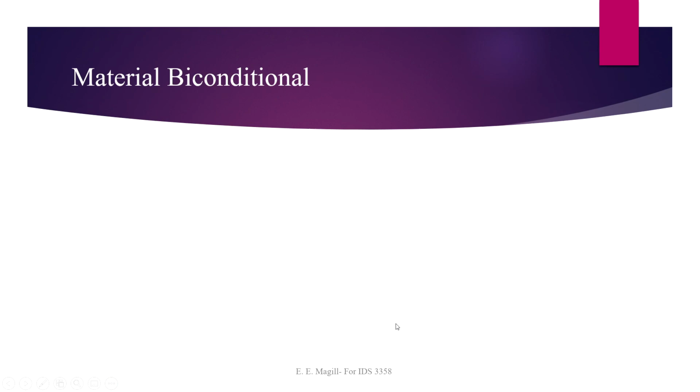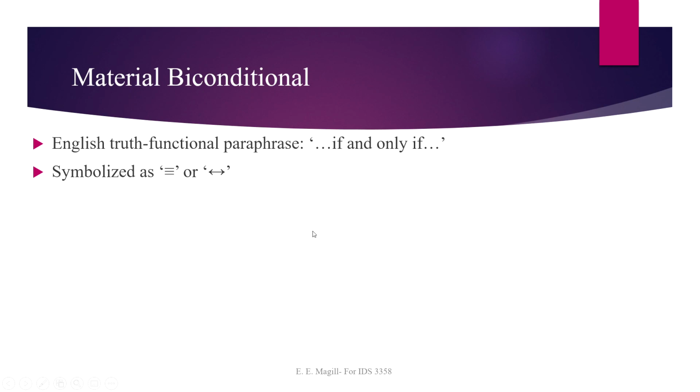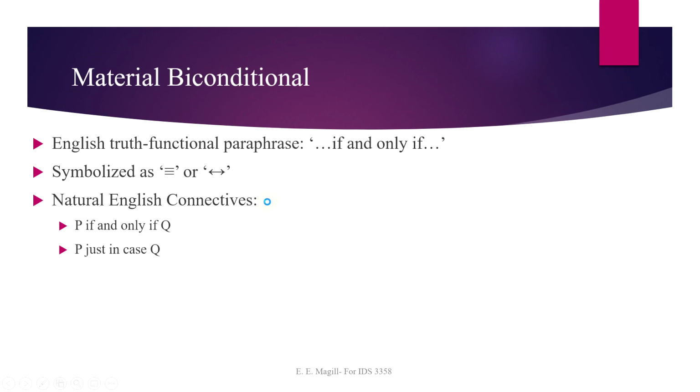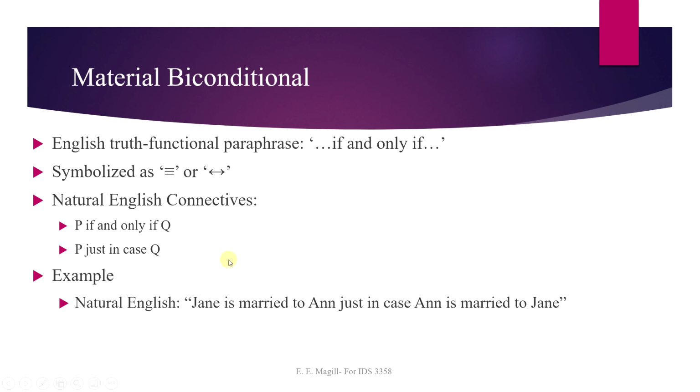So the last connective in sentential logic is the material biconditional, which is paraphrased as if and only if. You can symbolize it using either the triple bar, which is what you'll see in the textbook and in this class, or the double-headed arrow. This one's much easier than the regular material conditional. It only has two natural English connectives, if and only if, so the same one that we use in our paraphrase, or just in case. So if you see a sentence that says P just in case Q, you know that's going to be your biconditional. And then here's an example.